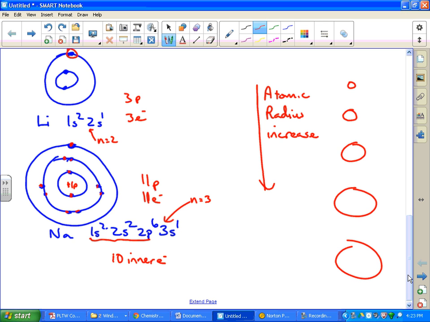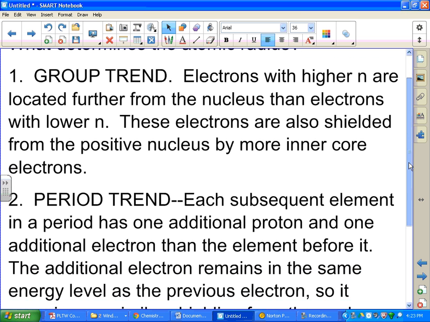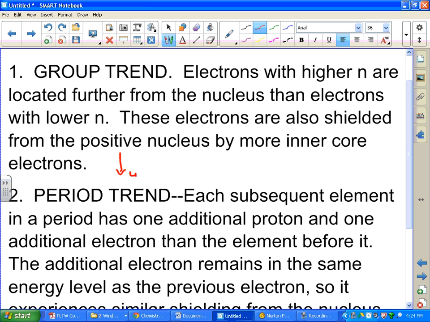So to summarize here, what determines atomic radius? The group trend. Okay? Electrons with higher n are located further from the nucleus than those with lower n. So this is the second scenario. That's the group trend. So these electrons are also shielded from the positive nucleus by more inner core electrons. So elements at the bottom are larger, and the atomic radius at the top of a group is smaller.